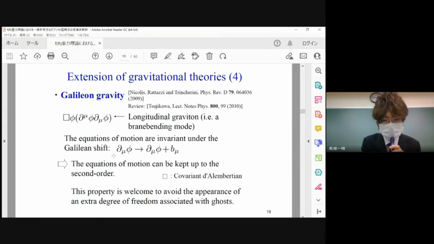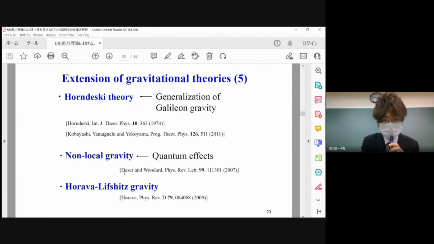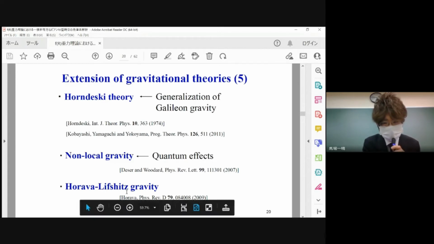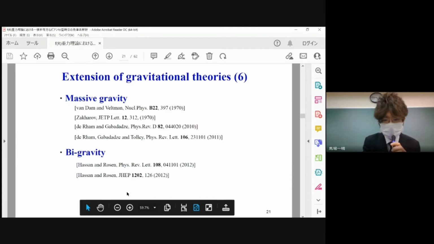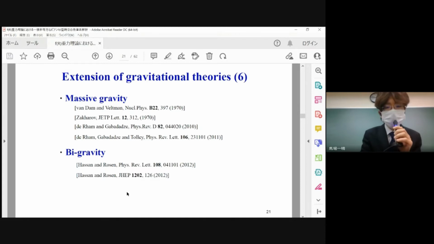And the Galilean gravity, whose Lagrangian is given by this form. In this case, the equation of motion are invariant under the Galilean shift, and therefore the equation of motion can be kept up to the second order. This is very welcome because we can avoid the appearance of the extra degree of freedom associated with ghosts. The Horndeski theory is a kind of a generalization of Galilean gravity. Moreover, non-local gravity predicted by quantum effects, relativistic gravity, massive gravity, and bigravity with two metrics.